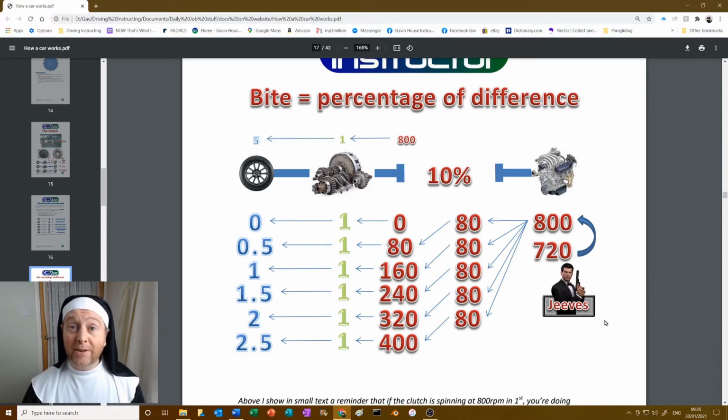But good old Jeeves, he just squirts an extra bit harder and he puts the fuel back in to bring the engine back up to 800 for us. So we perceptibly don't see any difference. The engine just stays at 800.